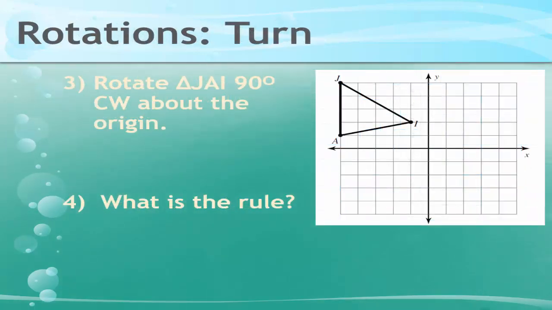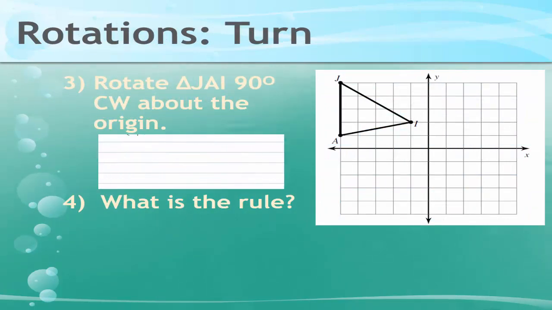The next example, rotate JAI 90 degrees clockwise about the origin. What is the rule? The rule is (x, y) becomes (y, -x). And so again, we want to pick any of our ordered pairs. So for I, we have (-1, 2).